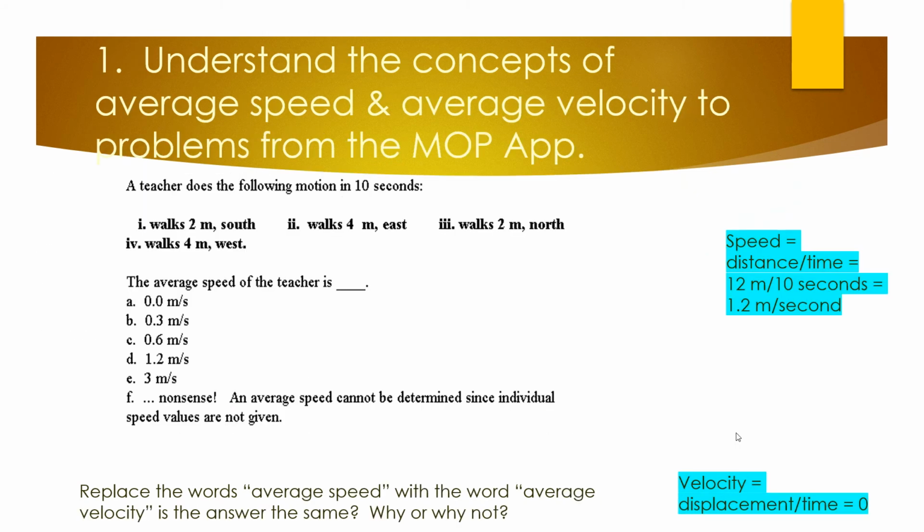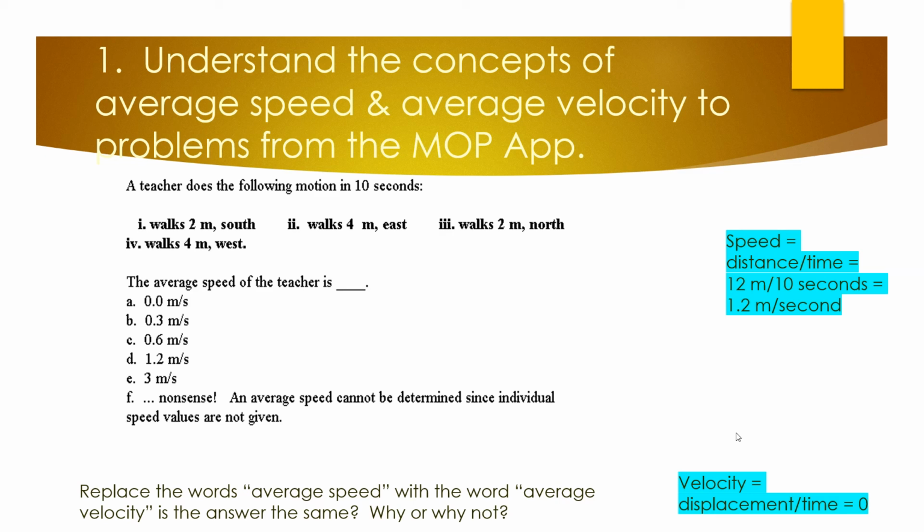Number 1, understand the concepts of average speed and average velocity to problems from the MOP app. So you've got the teacher doing the following motion in 10 seconds, walking 2 meters south, then 4 meters east, then 2 meters north, and then 4 meters west. So if we're looking for the average speed of the teacher, we care about distance divided by time. The distance covered is 2 plus 4 plus 2 plus 4, which is 12. So she's covered 12 meters in 10 seconds, so that would be 1.2 meters per second.